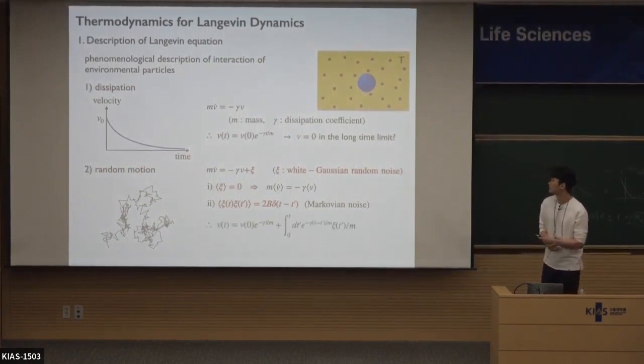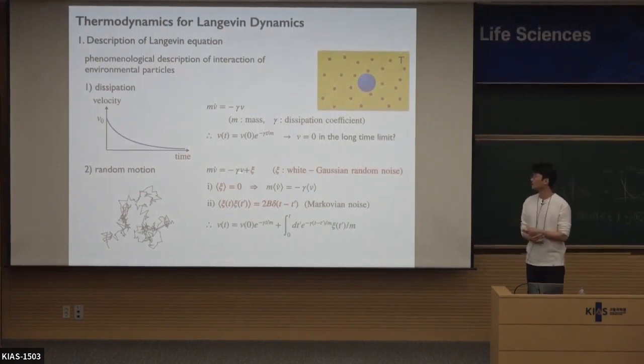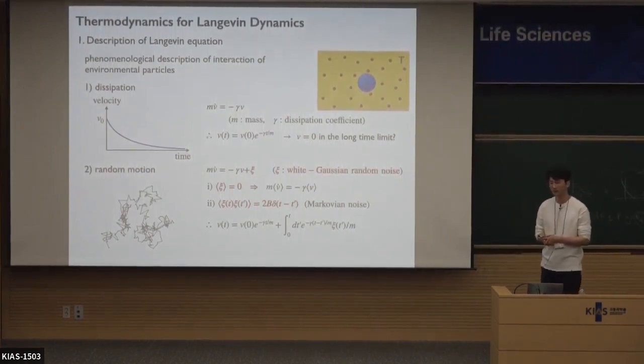Okay. Of course, we can solve this equation exactly. This is the solution. You can do it by yourself after the lecture. From this, we can calculate the average of V squared, and if we take the limit as time goes to infinity, this value approaches B over gamma m.